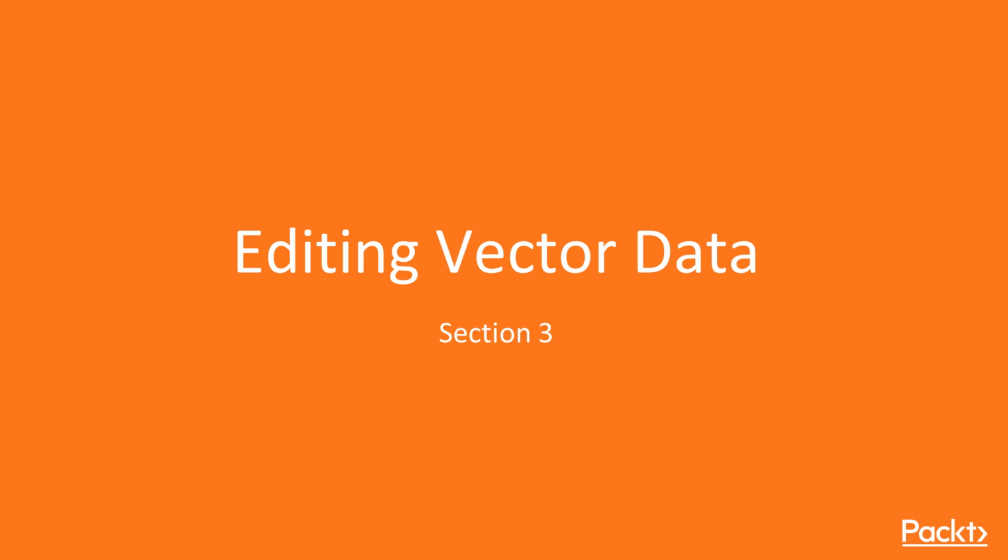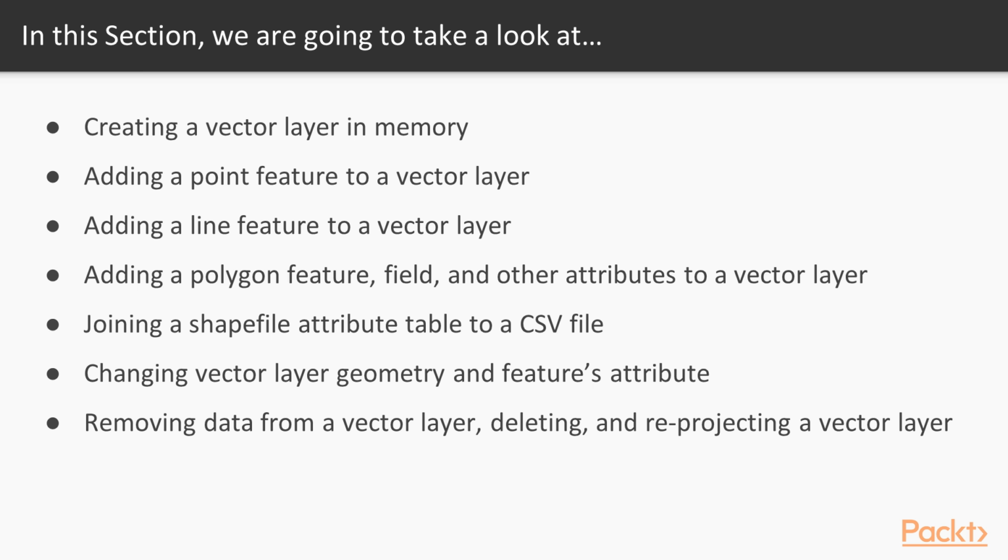Hello and welcome to a new section, Editing Vector Data. This section details the process of editing QGIS vector data using the Python API. The QgsVectorLayer object contains the basics of adding, editing, and deleting features. All other geospatial operations are accessed through the processing toolbox, or even through custom scripts.